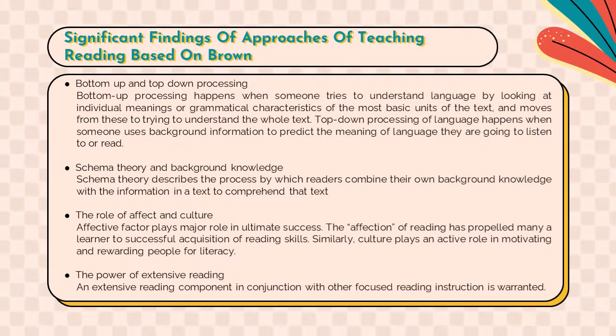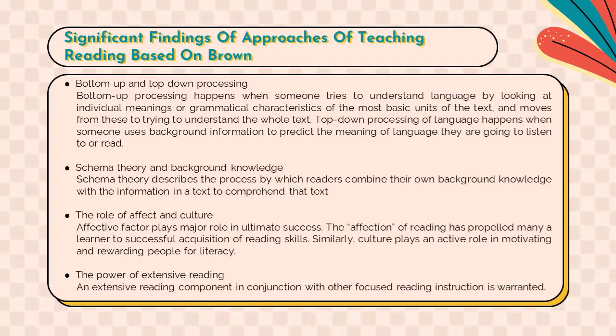The second point is significant findings of approaches of teaching reading based on Brown. There are four. The first, bottom-up and top-down processing. Bottom-up processing happens when someone tries to understand language by looking at individual meanings or grammatical characteristics of the most basic units of the text and moves from this to trying to understand the whole text. And top-down processing of language happens when someone uses background information to predict the meaning of language they are going to listen to or read.